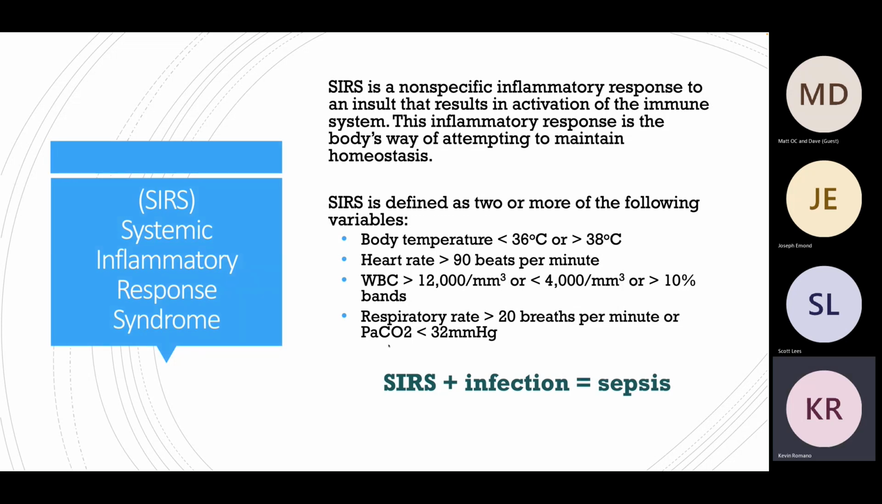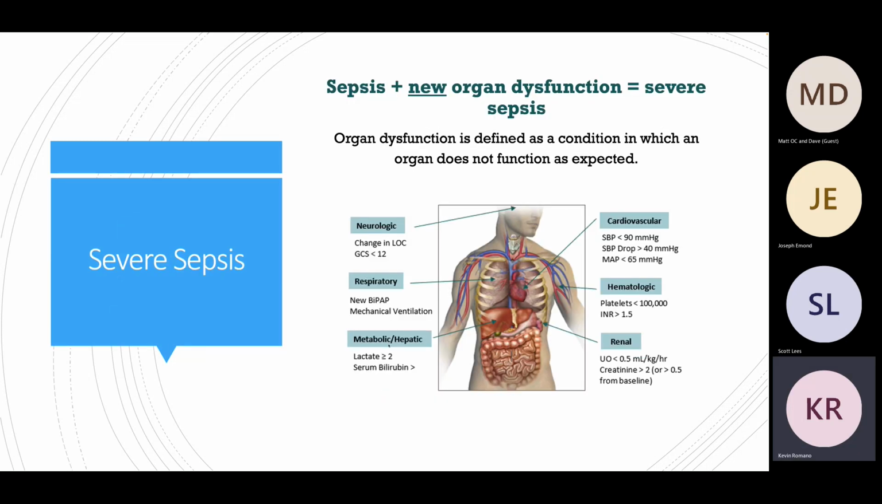Respiratory rate of greater than 20 breaths per minute or a PaCO2 of less than 32. So get the end tidal on these patients and look at the numbers, right? Respiratory rate greater than 20. If they've got a respiratory rate of 22 to 24, it's considered a systemic inflammatory response syndrome, right? So 2 of these plus infection equals sepsis.